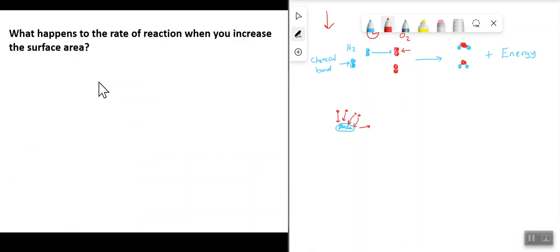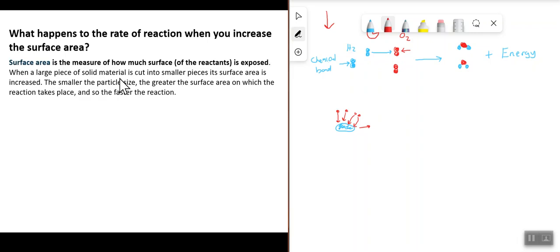So what happens to the rate of reaction when you increase the surface area? Surface area is a measure of how much surface of the reactant is exposed. When a large piece of solid material is cut into smaller pieces, its surface area is increased, and the smaller the particle size, the greater the surface area on which the reaction takes place, and the faster the reaction will happen. So an example of this is if we take potatoes, for example, and we want to cook a potato.